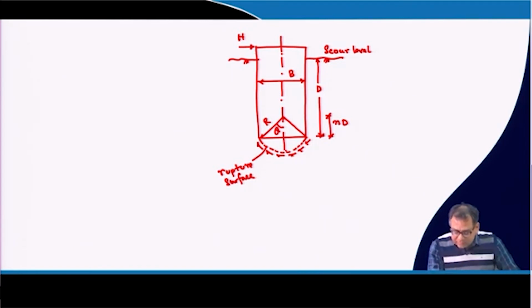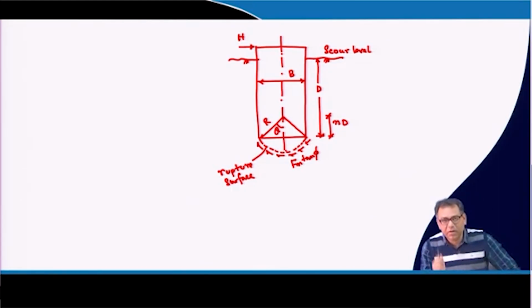Okay, and if the normal force along this rupture surface is Fn, then the shear force will be Fn into tan phi, because it is the friction between soil and soil, because the rupture surface is within the soil. It is rotating, and because of this rotation the rupture surface will develop at the base of the well. If Fn is the force normal to the rupture surface, then the shear stress that will develop along this rupture surface will be Fn into tan phi, where phi is the friction angle of the soil.